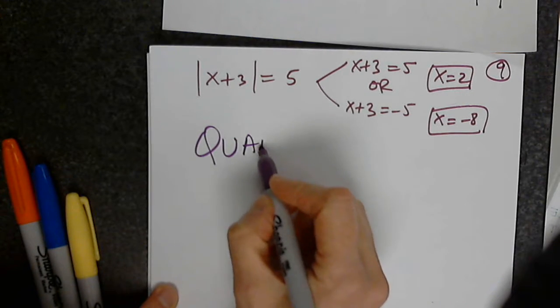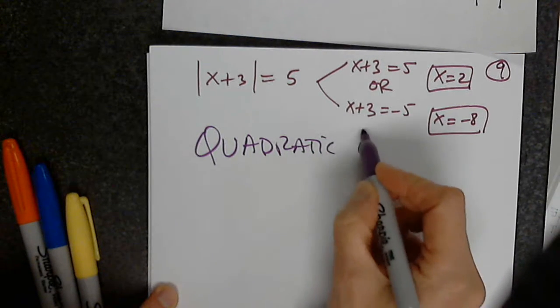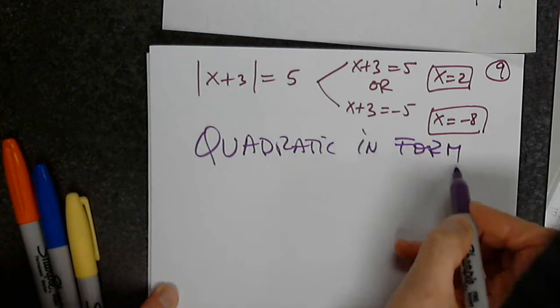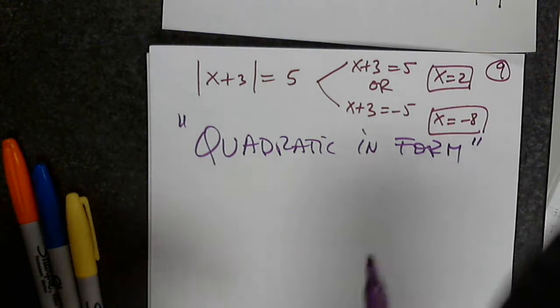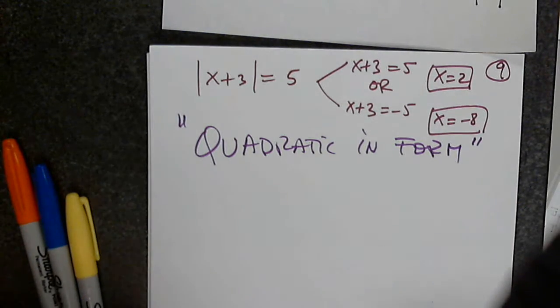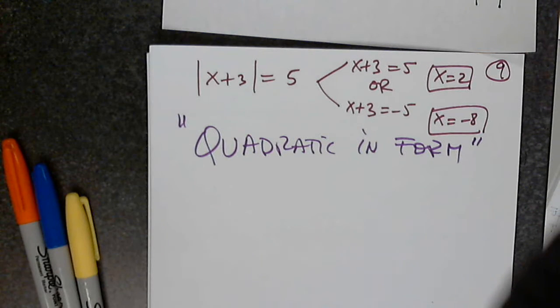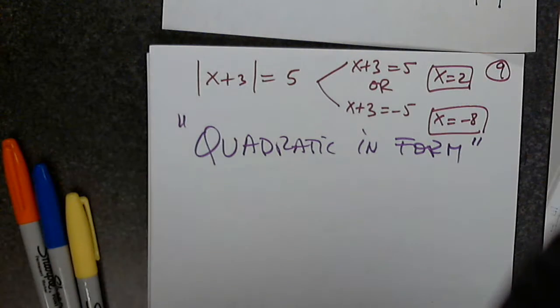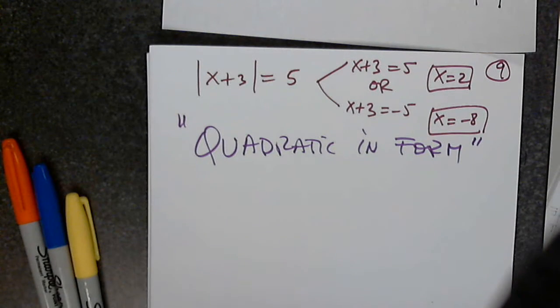So quadratic in form. What does this mean? Is it quadratic or not? No, it's not quadratic. But it can be replaced by a quadratic equation with a particular substitution. It's not quadratic. But I can change it into quadratic using a substitution. I solve the quadratic and then I go back to the substitution. That's the theory behind it.